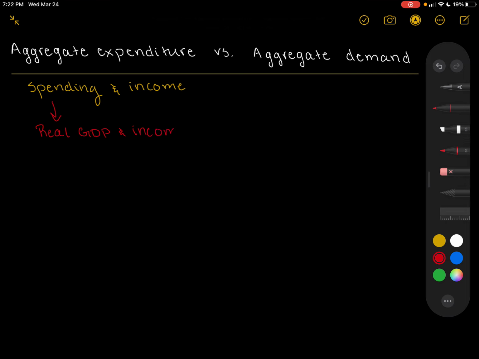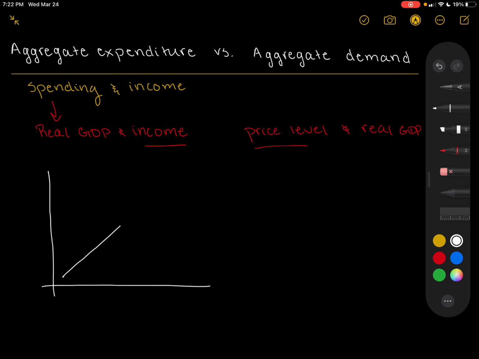Whereas for aggregate demand, we're looking at a relationship between the price level and real GDP. So each one of these encompasses real GDP. It's just that other variable that differs for each one of these. And if we were to look at these graphically, their slopes are opposite of one another. So our aggregate expenditure, we see a positive slope, whereas for aggregate demand, we see a negative slope.